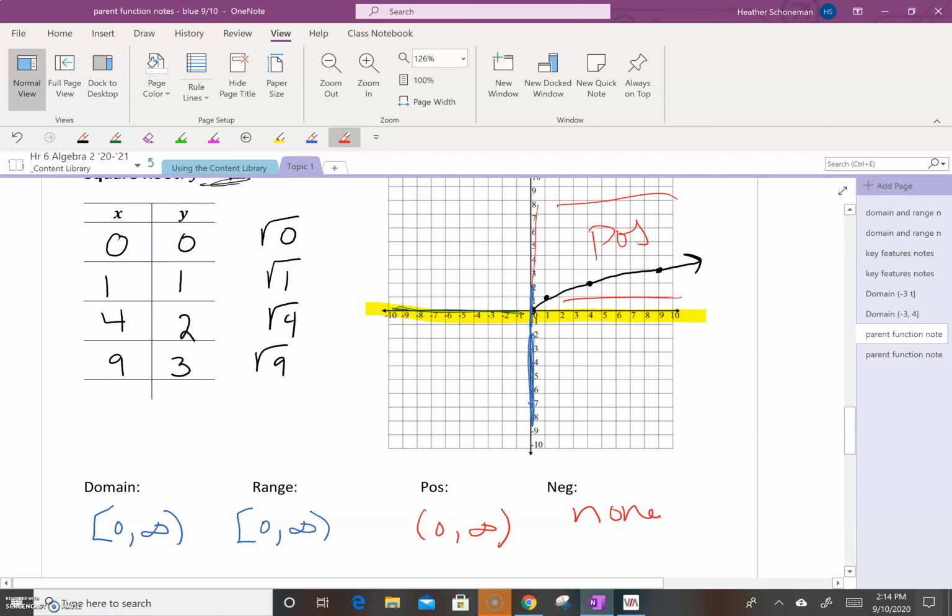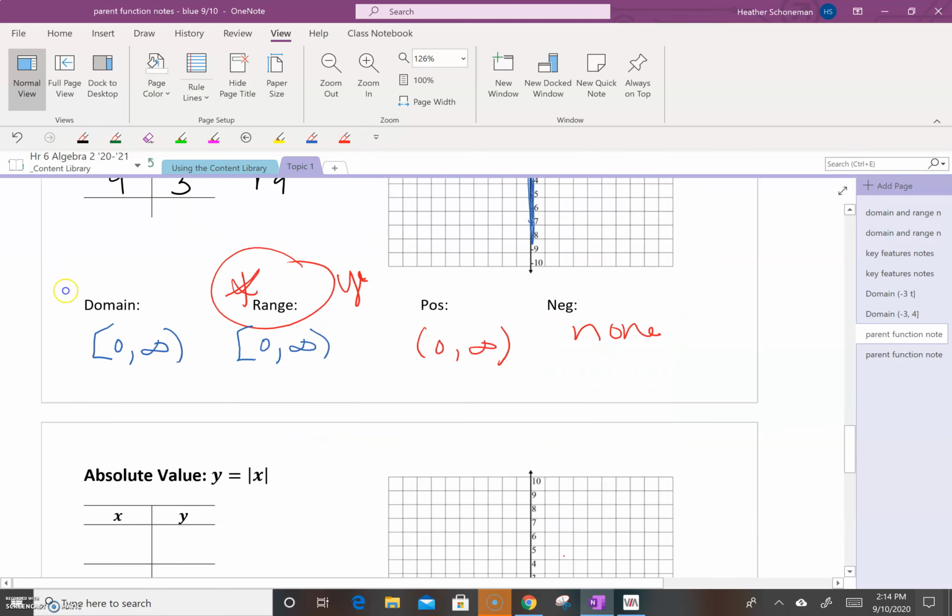Remember, anytime you're reading positive or negative or increasing or decreasing, you read the numbers off the x-axis. This range is the only time you're going to look at the y-axis. Everything else you're looking at the x.